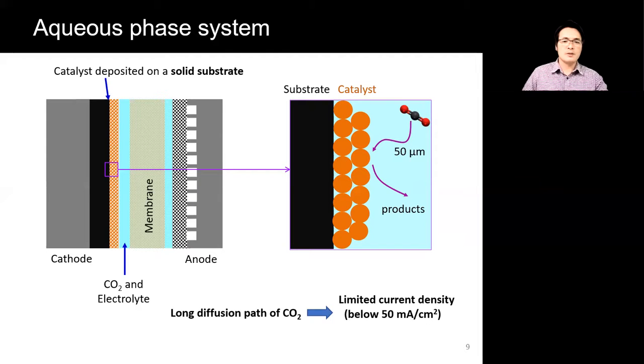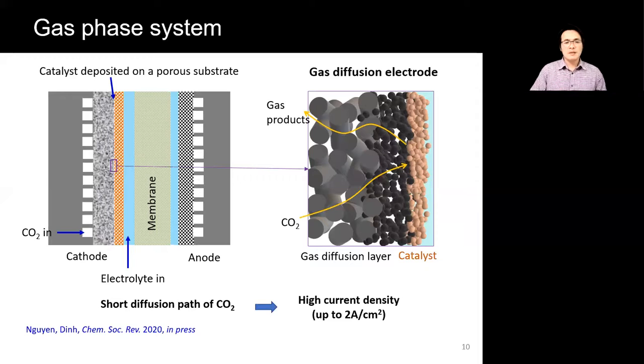And in order for this technology to be commercially competitive, you will need to run the reaction at a current density of a few hundred milliamp per square centimeter so that you can reduce the capital costs for the system. Now, one way to do that is to use a gas phase system. The difference here is that the catalyst is now deposited on a porous substrate instead of a solid substrate like the previous system. And here, the CO2 and the electrolyte are provided to the surface of the catalyst in two different paths.